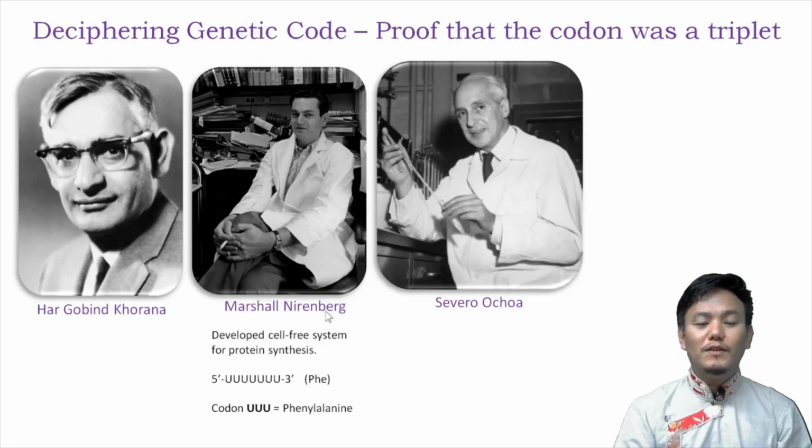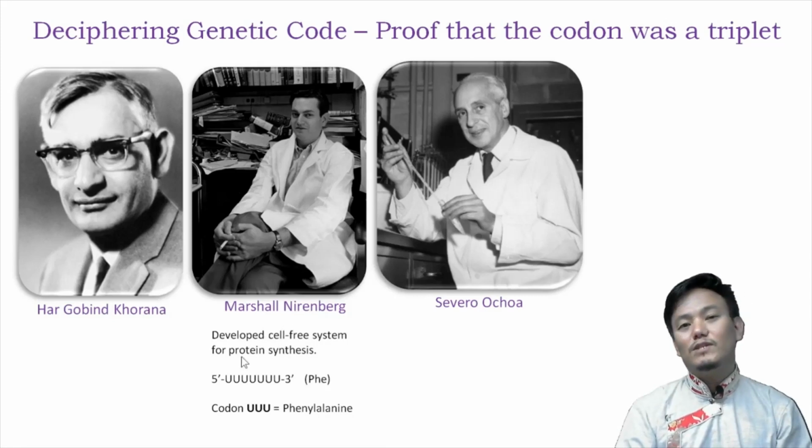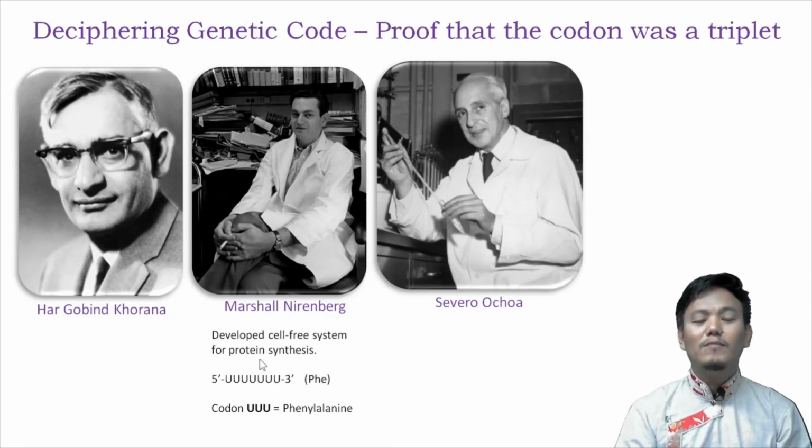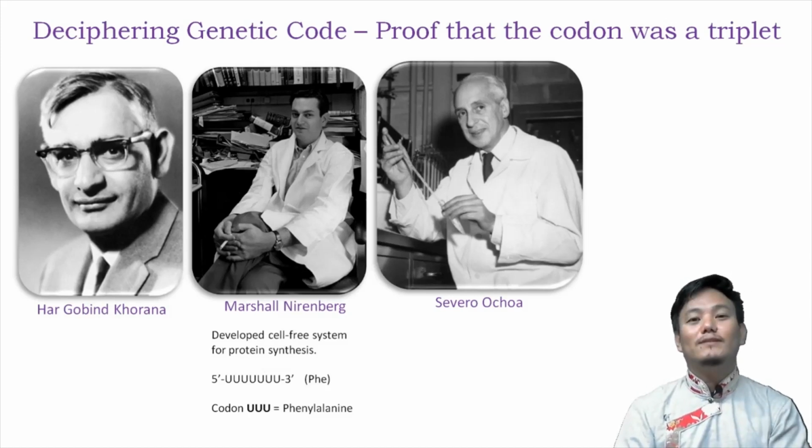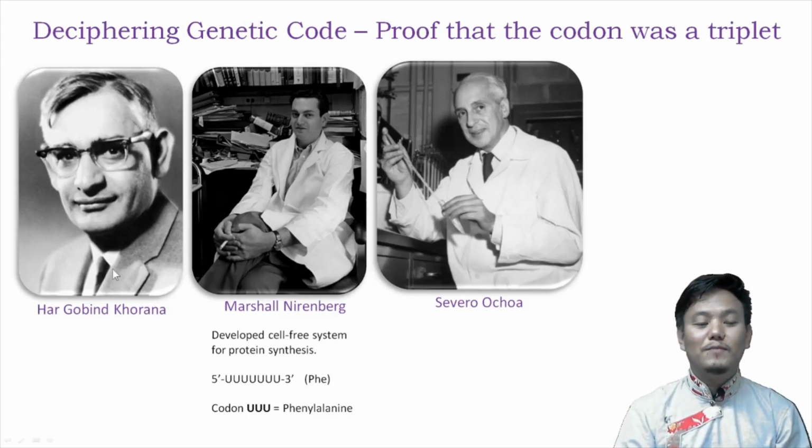What Marshall Nirenberg did was, he developed a cell-free system for protein synthesis. What it means is, he developed a way in which he can synthesize a biological protein outside the cell. Right? And in his experiment, he produced a synthetic RNA which contained a chain of uracil. So it is a polyuracil RNA.